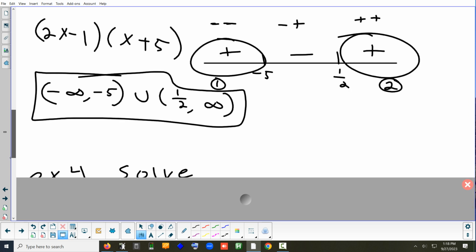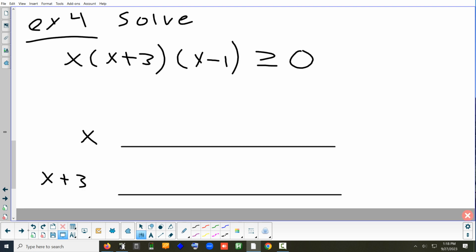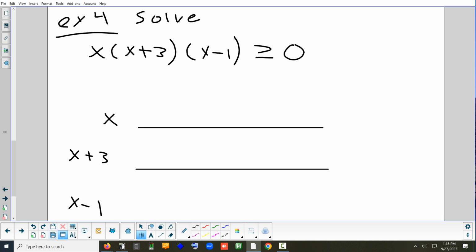All right, let's try another one. This time, it's already been factored for you. This is a cubic. If this was all foiled out, we might not know how to factor a cubic yet. So it's already factored. So first step, make a number line for each factor and mark all the zeros.